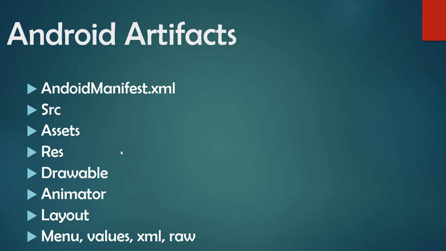Menu, as I said, is a folder containing XML files for the menu in the application, and this is contained in the resources folder. Values contain other resources used by the application. For example, we have array, style, and colors, all in the values folder. And the XML folder is also a folder containing additional XML files used by the application.